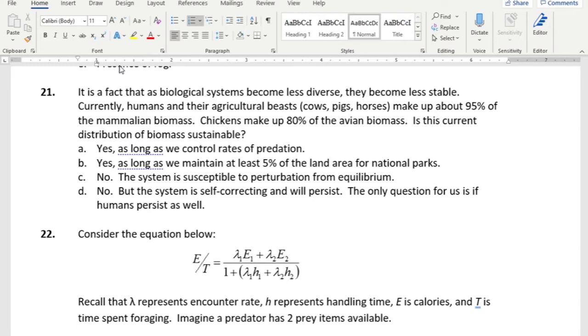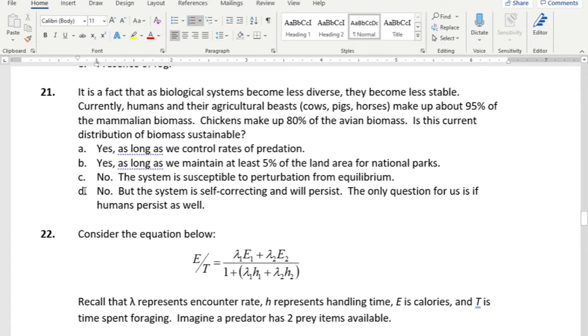Well, let's see. A, yes, as long as we can control rates of predation. No, that's silly. B, yes, as long as we maintain at least 5% of the land area for national parks. No, that's not going to be enough. C, no, the system is susceptible to perturbations from equilibrium. Or D, no, the system is self-correcting and will persist. The only question is, for us, is if humans persist as well. The correct answer for 21 would be either C or D.